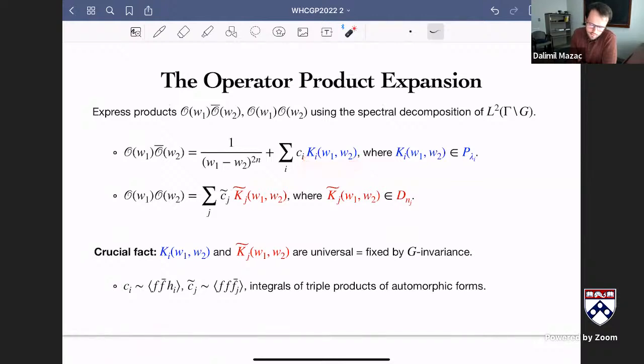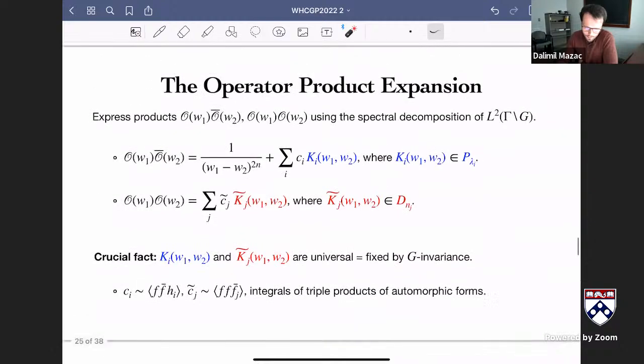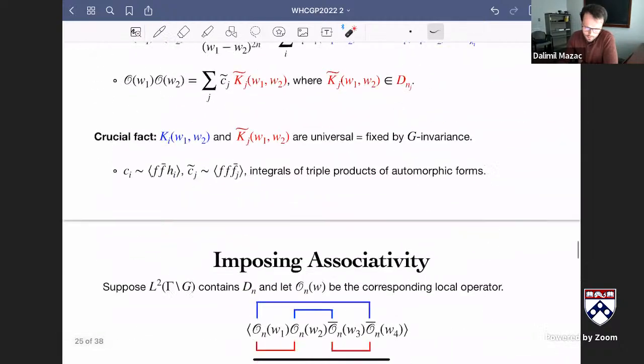And these K's are universal in the sense that their dependence on W1 and W2 is fixed by group invariance. The reason is that there's just a one-dimensional space. This is like the uniqueness of three-point functions in a CFT. And these dynamical numbers, C_i and C_j, are some integrals of triple products of automorphic forms. Okay, so that's the OPE.